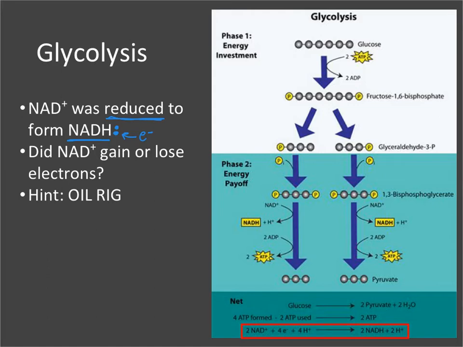And we can go back and remember our mnemonic: oxidation is loss, reduction is gain. So NAD plus was reduced, meaning that it gained electrons to form NADH. And I'll add those two little electron dots on there.